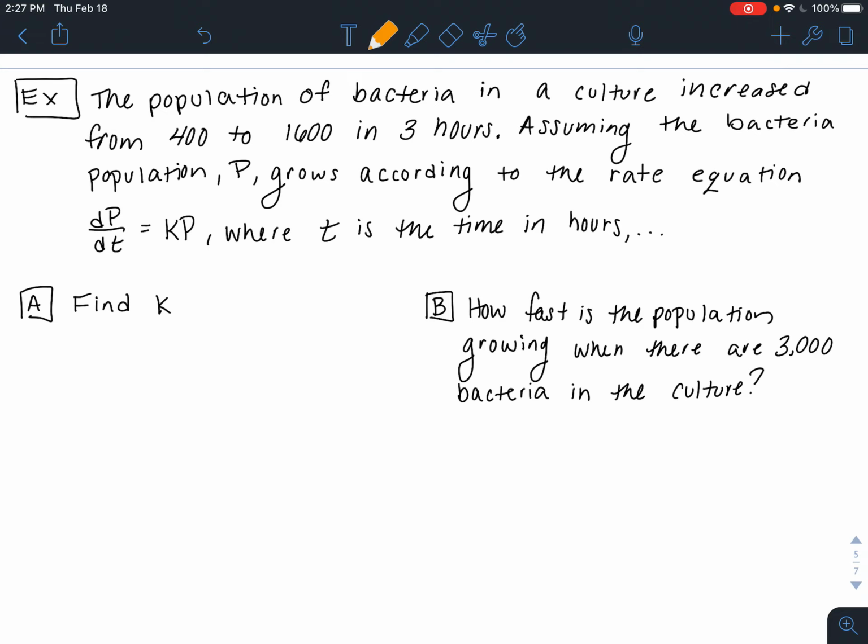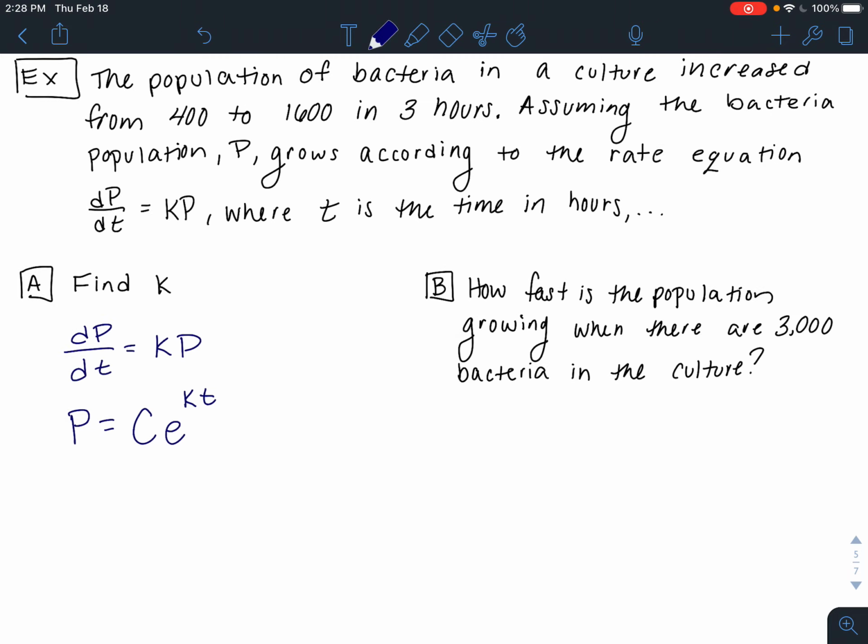So we know we can jump directly to the solution curve. And we're being told that T is the time in hours. So our variable T just represents time in hours. So if we start with this modeling equation, we just saw that the solution curve is going to be that y, in this case P, is going to equal C times e to the kt. We're just switching our variables y and x out for the variables in this problem.